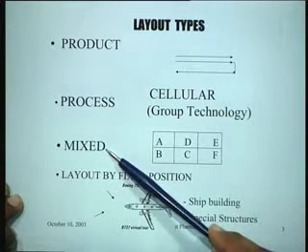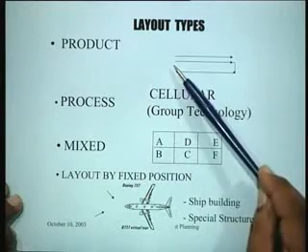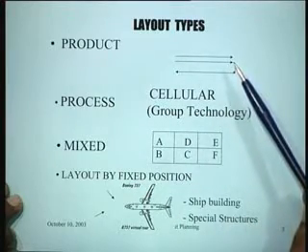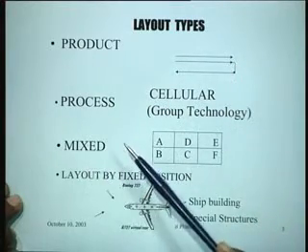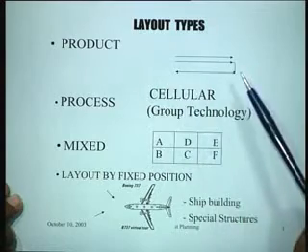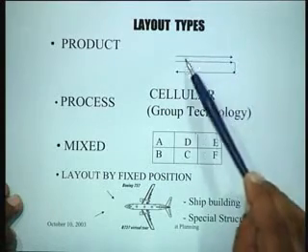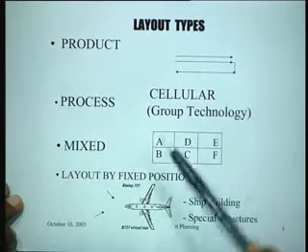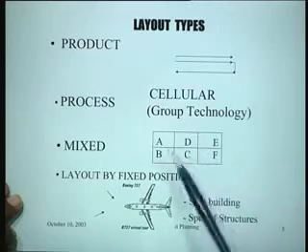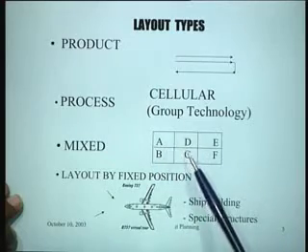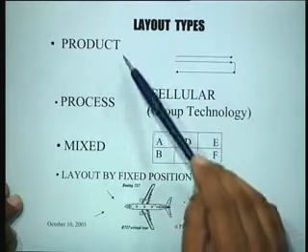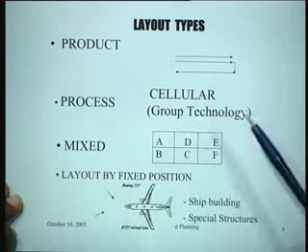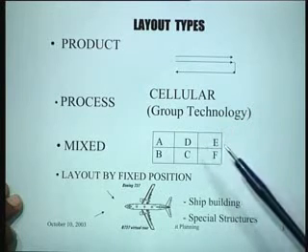A mixed layout is a very common layout in industry. For instance, if you go to a factory like Maruti Udyog, you would find that the final product is being produced as an assembly line. So it's a product layout. But the various components which go into the product are actually being produced in a process layout in different shops. So you invariably have a mixture of both the product and the process layout in various organizations.